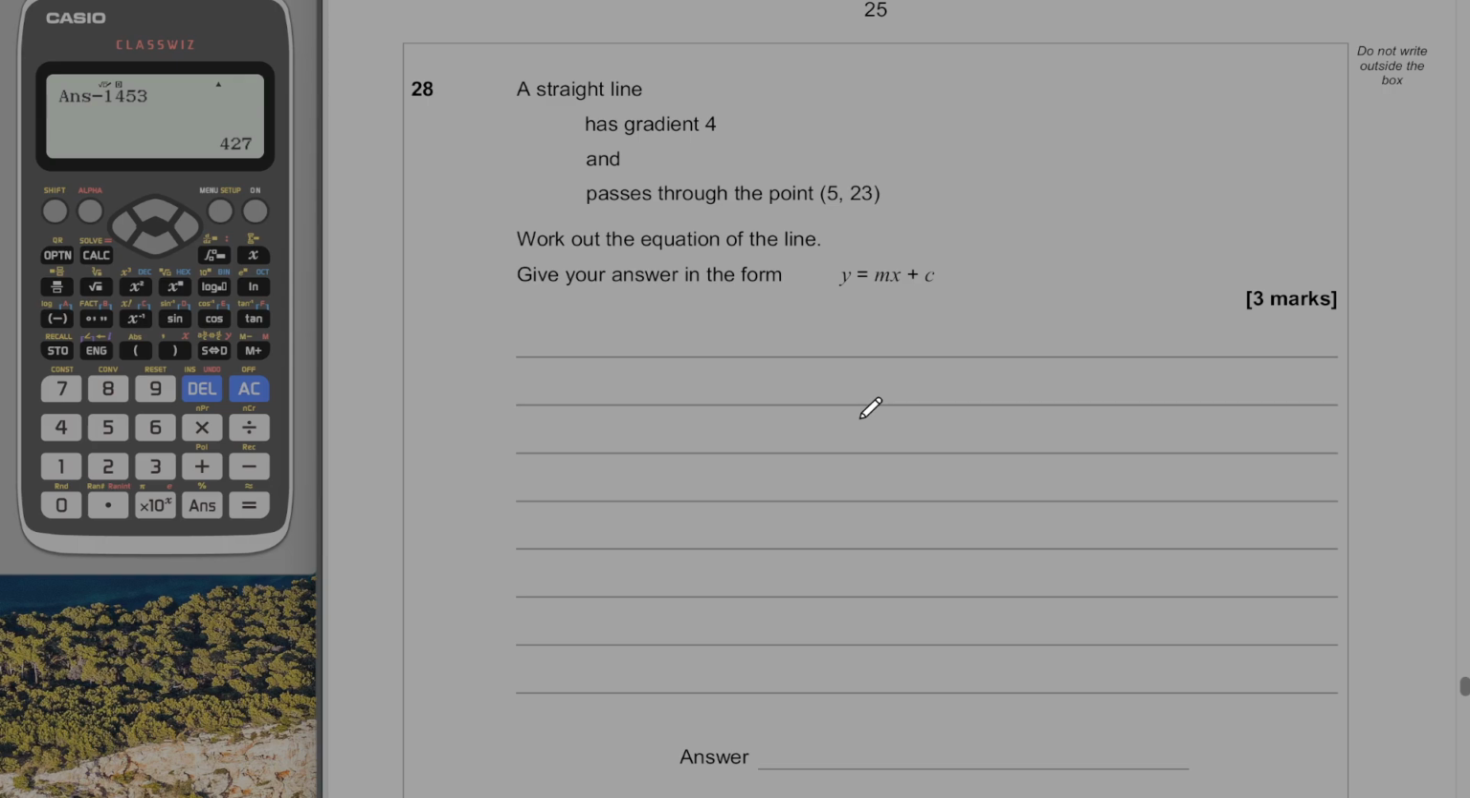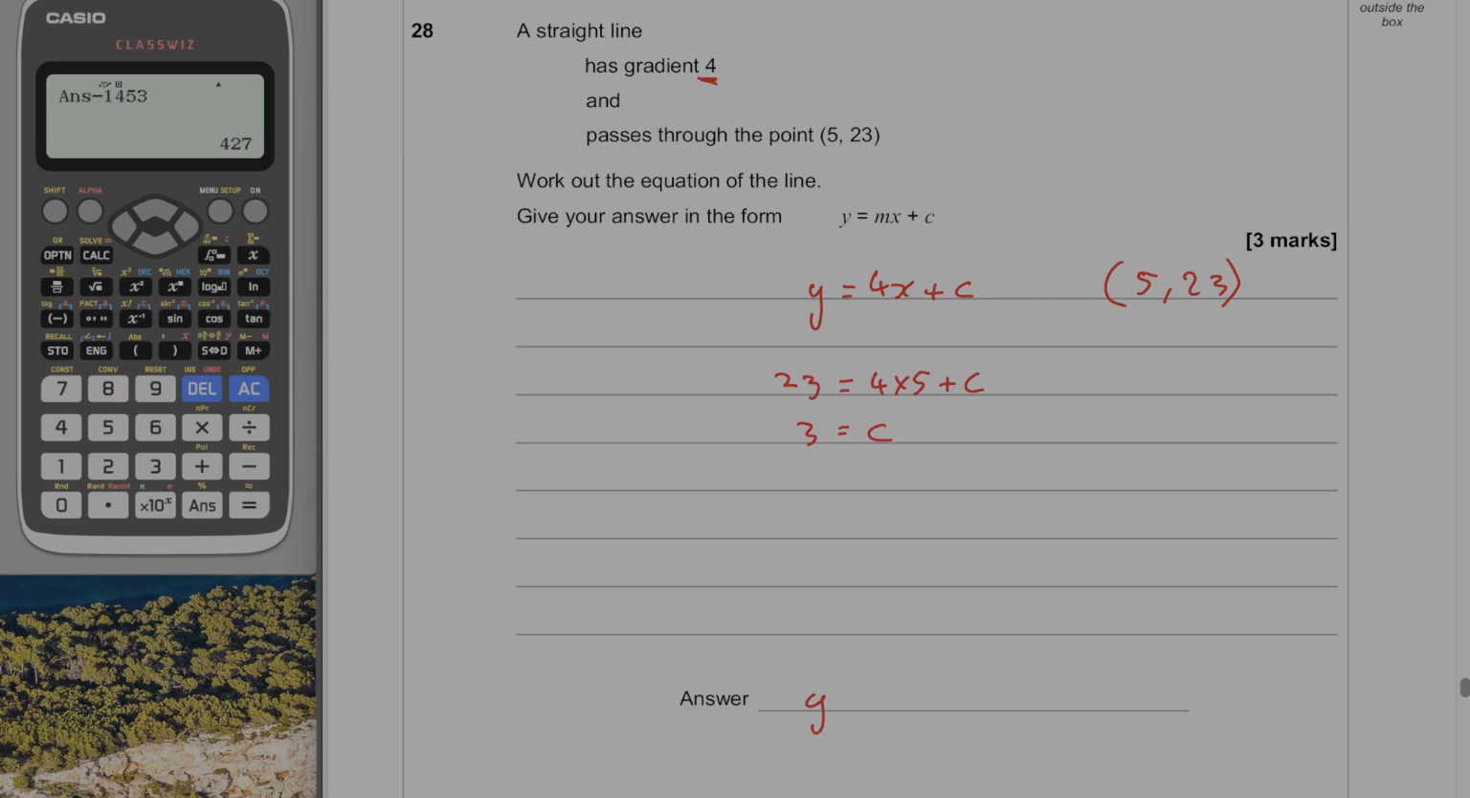Okay, question 28. A straight line has a gradient of 4 and passes through the point (5, 23). Work out the equation of the line, giving your answer in the form y is equal to mx plus c. So if we've got a gradient of 4, it's going to be y is equal to 4x plus c. And then we're going to use this coordinate (5, 23) to find out our value for c. So that means that 23 is equal to 4 times 5 plus c. So that's going to be 20. So 3 is equal to c. So the equation of the line would be y is equal to 4x plus 3.